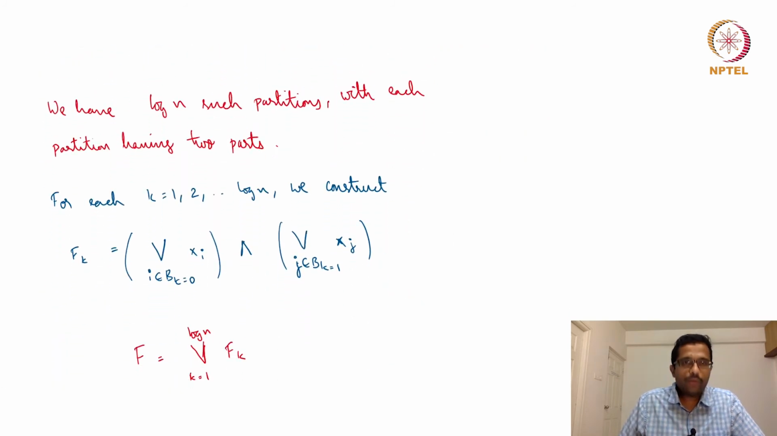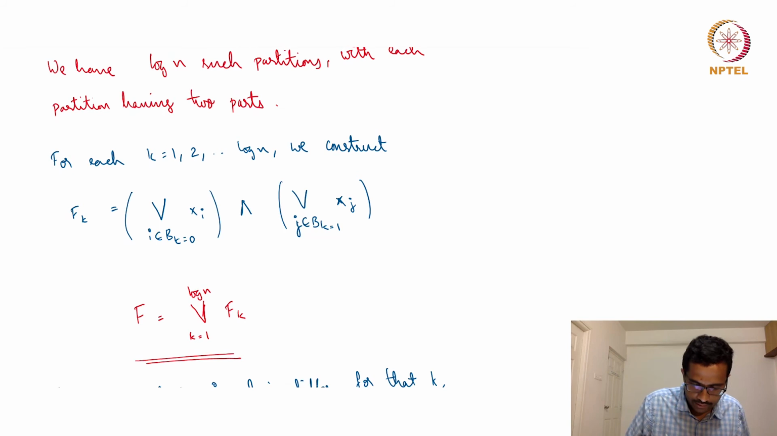Now, if xi and xj are both 1, there is some bit position where i and j differ, and now consider that partition. There has to be a 1 in this part as well as this part, so both parts have to have a 1. So you take an OR here, an OR here, and an AND of both of them. So fk is taking an OR in the 0 part and an OR in the 1 part at the kth position. bk0 is the set of all i which has 0 in the kth position, bk1 is the set of all j which has 1 in the kth position, and then take an OR of both and then an AND of them together. So fk will be 1 if and only if there is an i in one of the parts and there is a j in the other part.